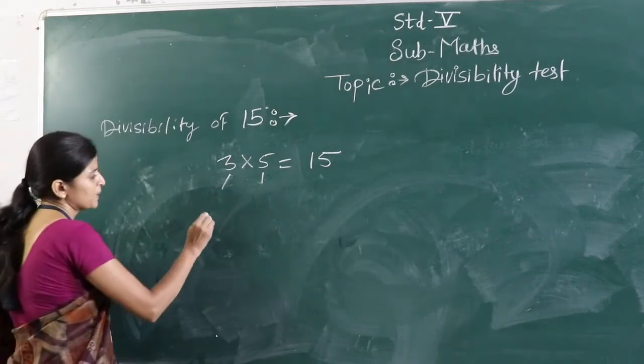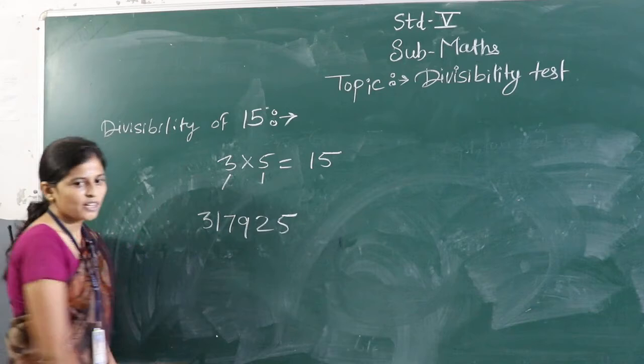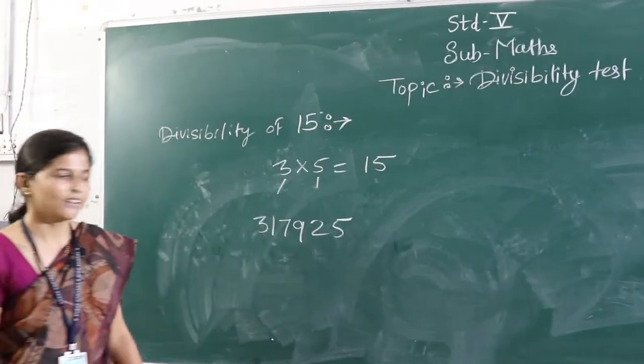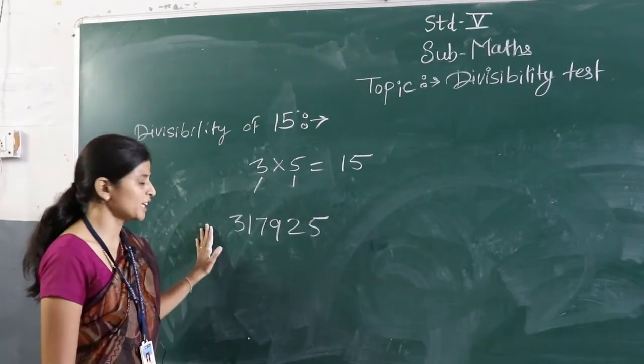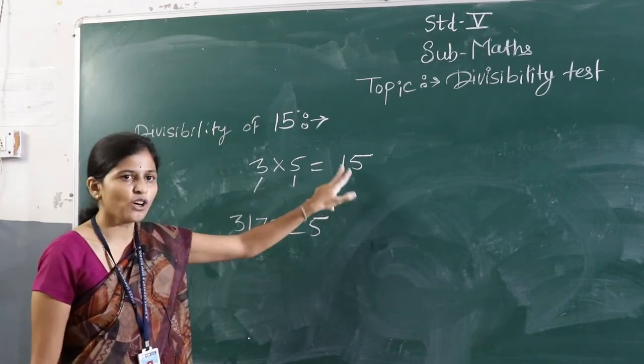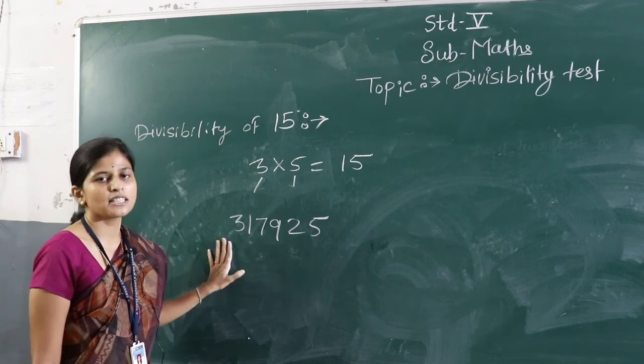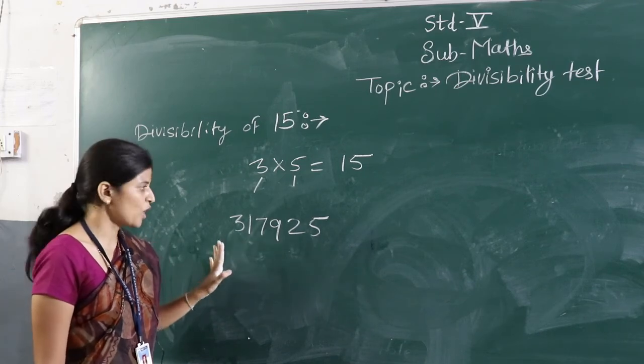We take one example, that is 317,925. We have to check without dividing whether this number is divisible by 15 or not. Without dividing by 15, we have to tell whether this number is divisible by 15 or not.